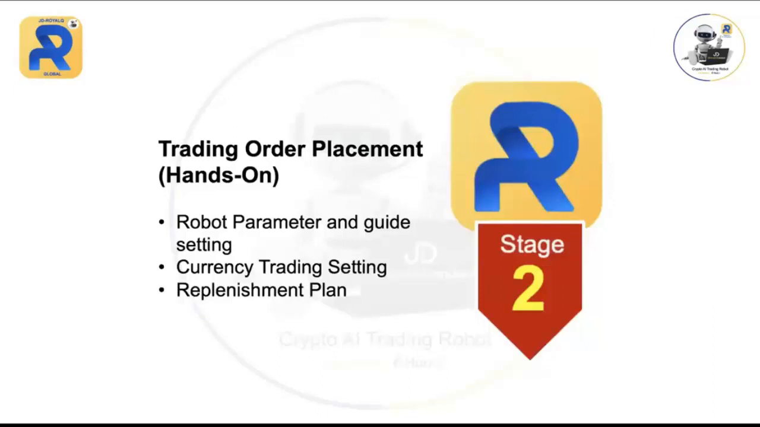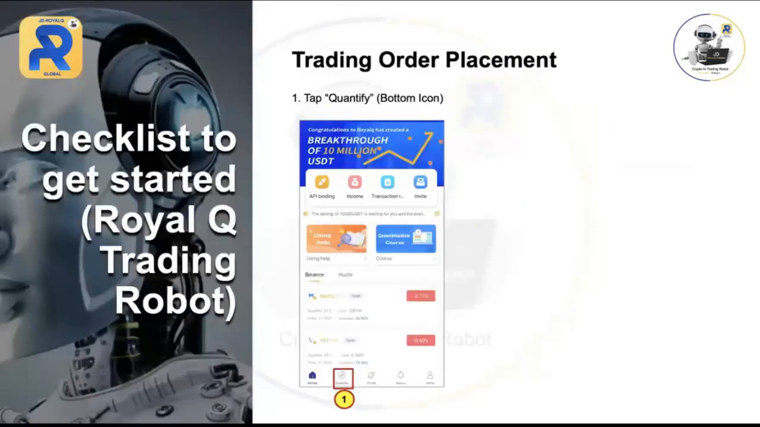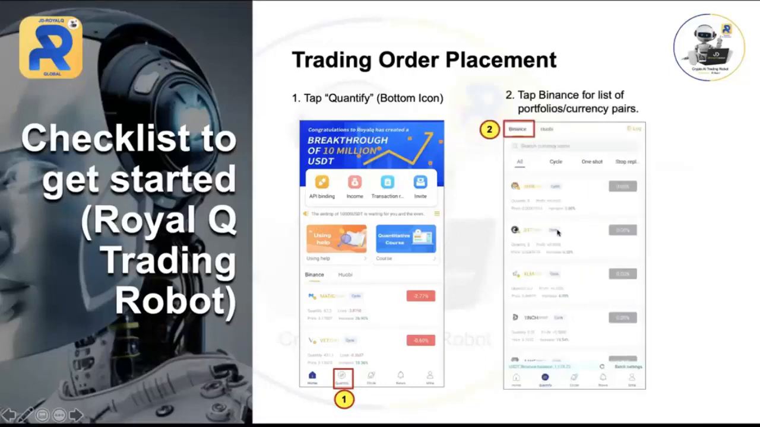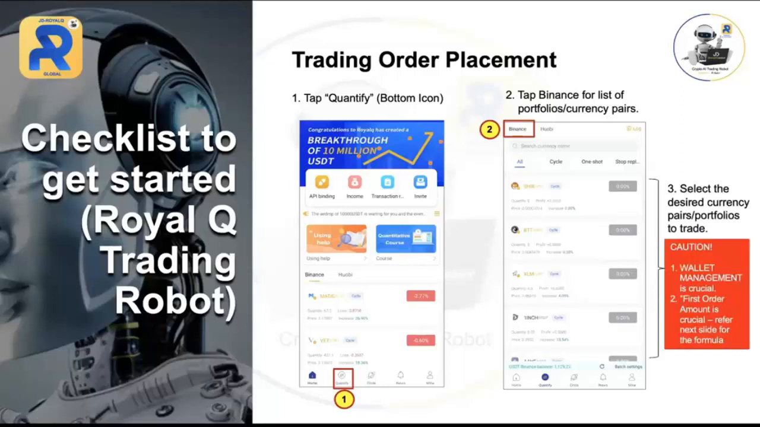So now let's look into trading order placement: how to actually put in your trades, and I will then explain some of the formulas and parameters, aligning with the wallet management that I've explained earlier. For the order placement, you tap on Quantify at the bottom. Tap on Quantify and you will then be able to see the list of all the currency pairs. Can you see that? There will be a list, and everything is paired with USDT. These are basically the top 50 pairs, and you can select any of these pairs.